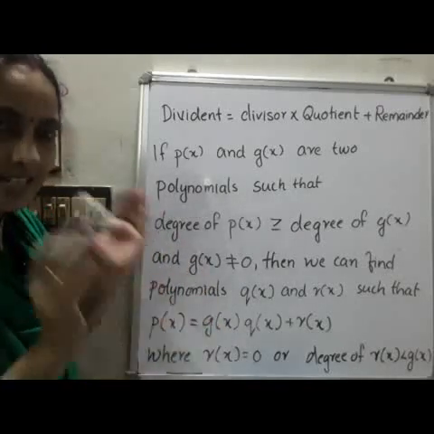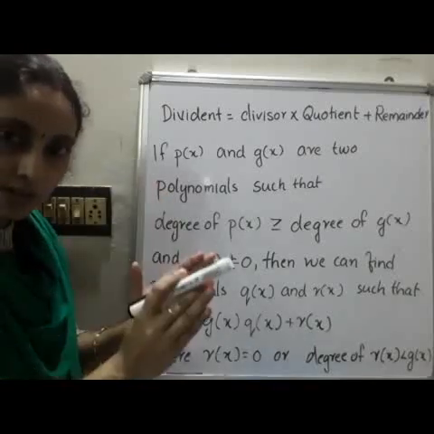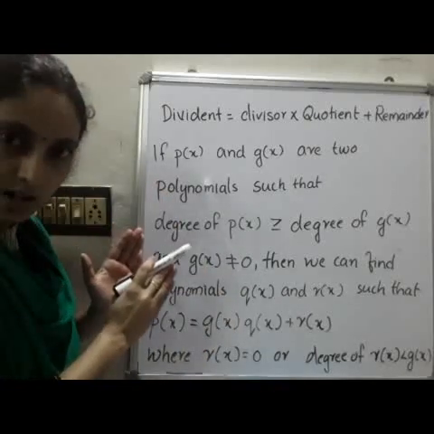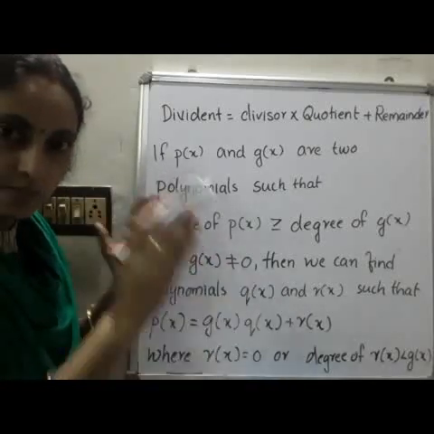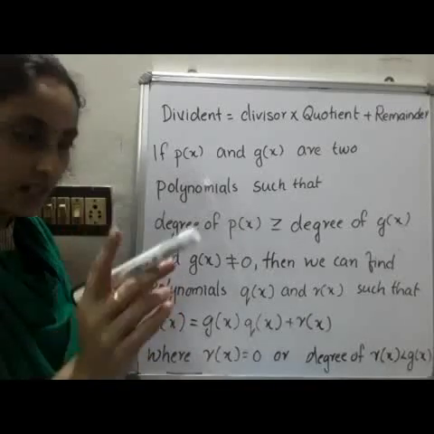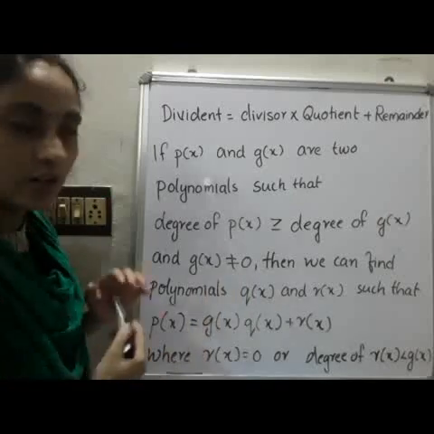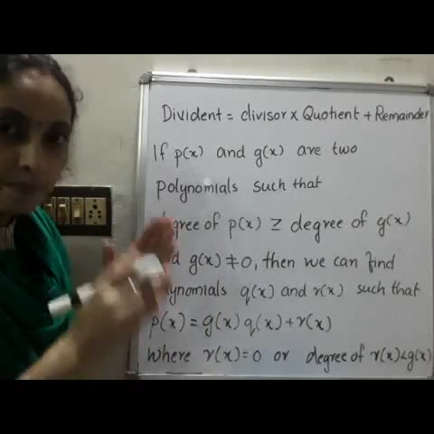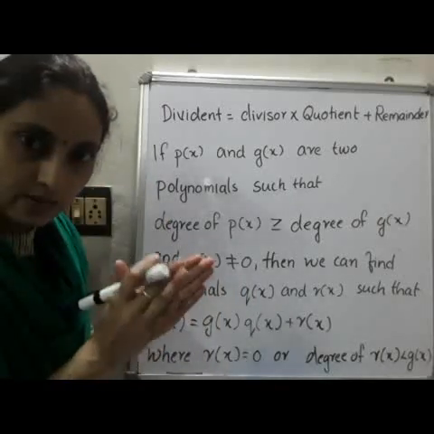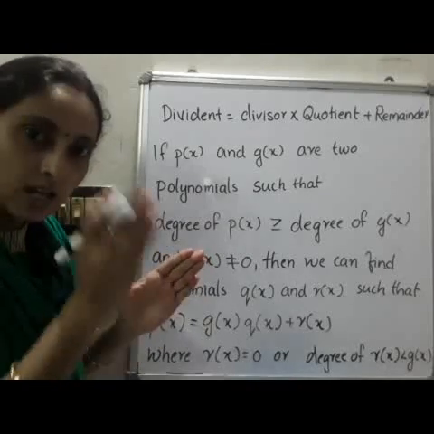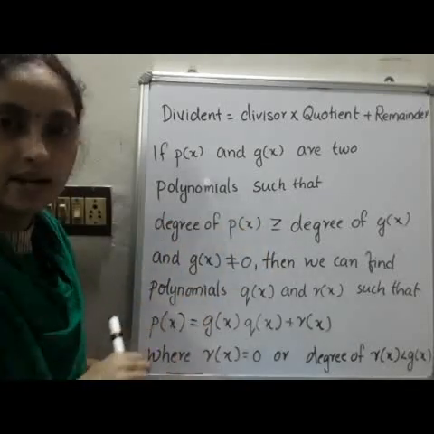Hope you clear this. Think that p of x is the dividend and g of x is the divisor. You have to divide the dividend by the divisor. Two conditions are there. One is degree of p of x is greater than or equal to degree of g of x. That is, p of x is a polynomial, that is the dividend. The dividend's degree must be greater than or equal to the divisor's degree.